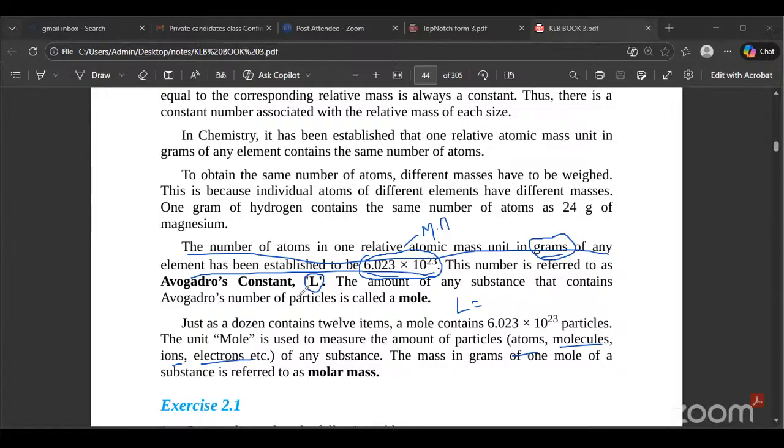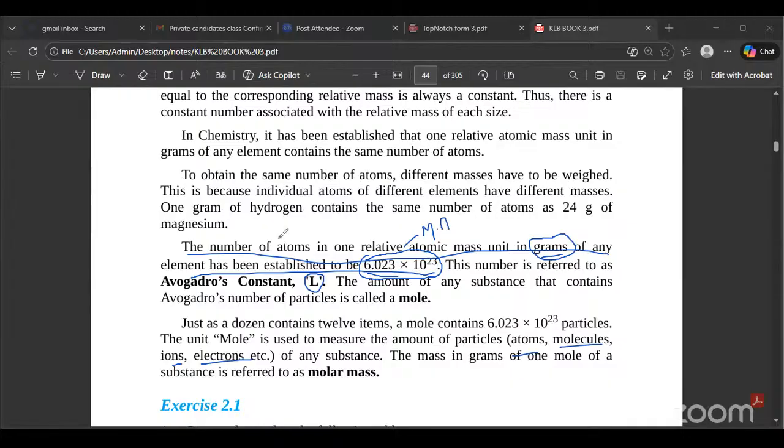Now, the definition of the mole that we are going to use in our case, especially when you're given an exam, is this one. It is the amount of any substance that contains the Avogadro's number of particles. What is the meaning of that statement? Now let me wrap up so that I can explain the statement easily.